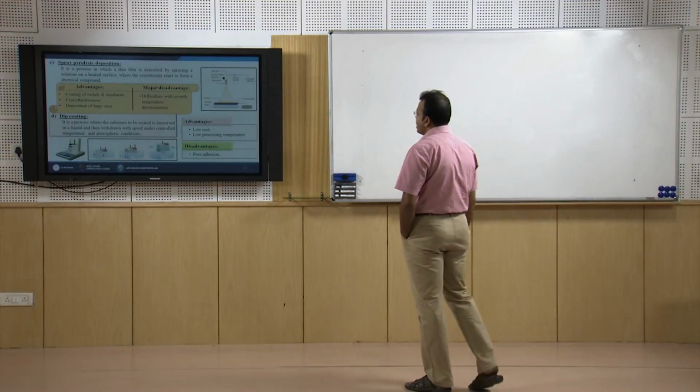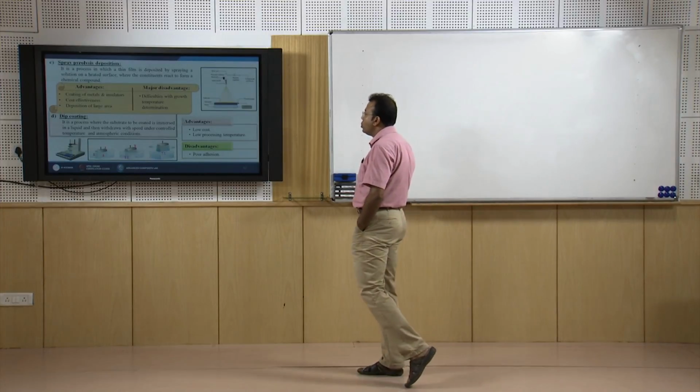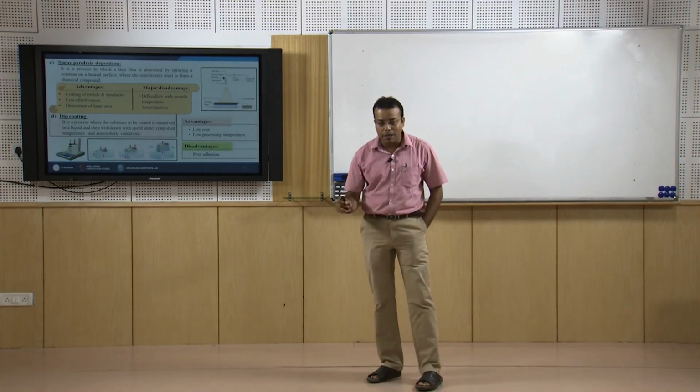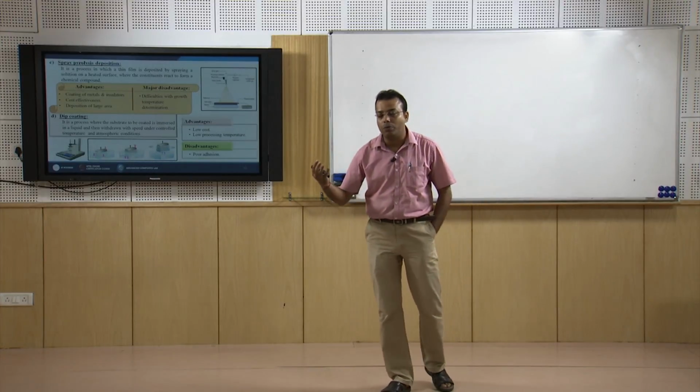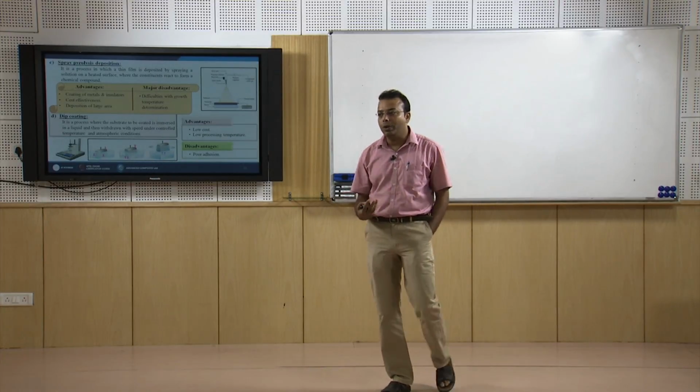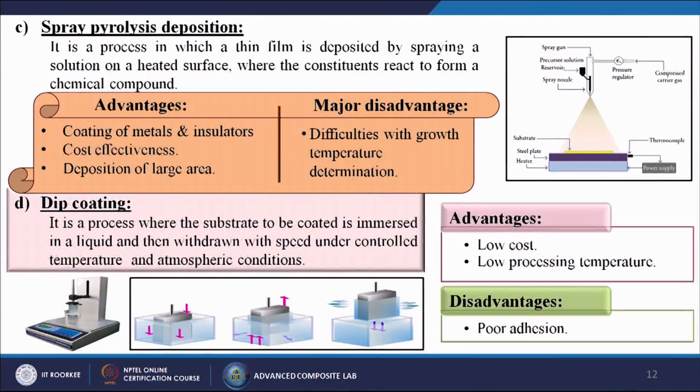Then next we are discussing spray pyrolysis deposition. It is similar to the paint we apply onto automotive parts or walls, a kind of spray painting. It is a process in which a thin film is deposited by spraying a solution on a heated surface, where the constituents react to form a chemical compound. What are the advantages? Coating of materials and insulators, cost effectiveness, deposition of large areas. Major disadvantage: difficulties with growth temperature determination.